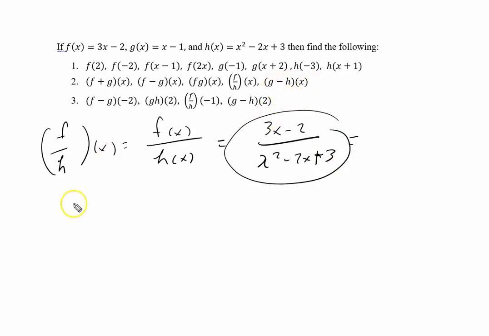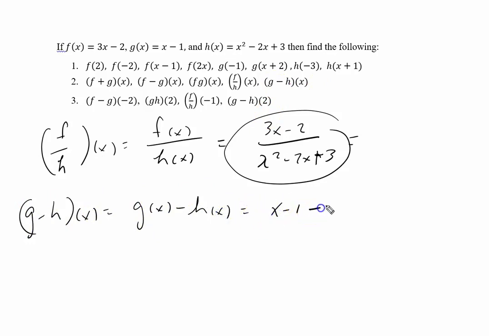And then g minus h, it's the formula for g minus the formula for h. So formula for g minus all of the formula for h. So that negative sign has to be applied to every term. So minus x squared minus negative 2x and minus 3.